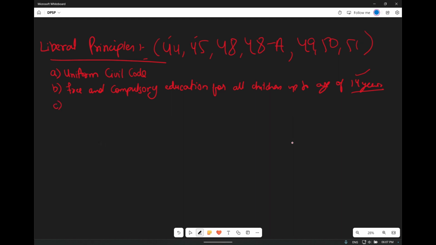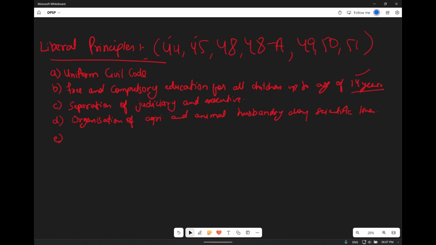Okay, now see, separation of judiciary and executive. Other point will be the organization of agriculture, that we have seen in the Gandhian also. Organization of agriculture and animal husbandry along scientific lines.